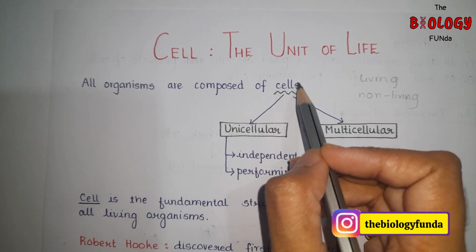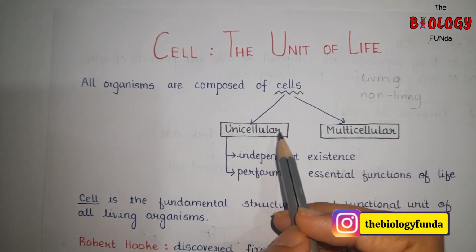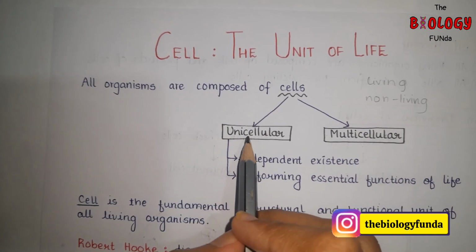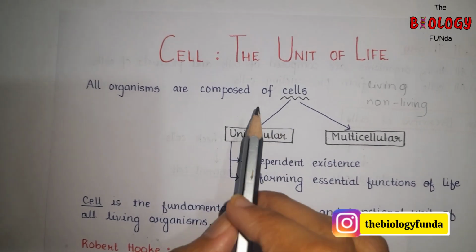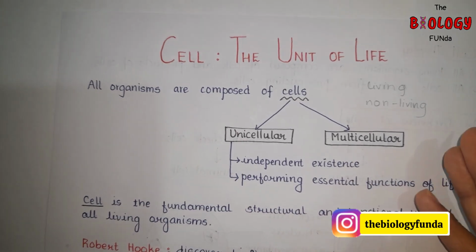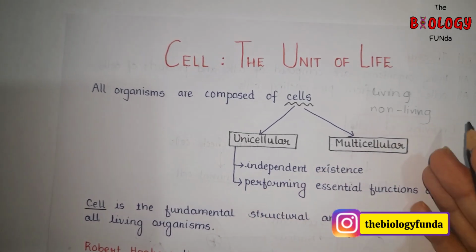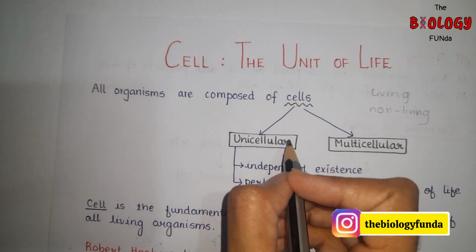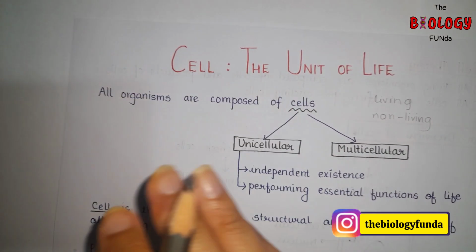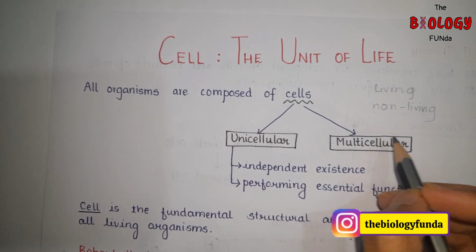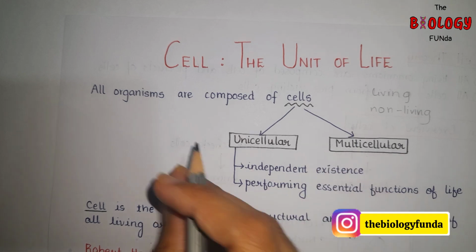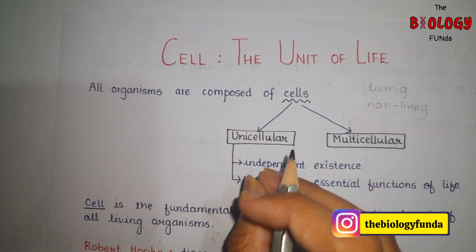Based on these cells, organisms are divided into unicellular and multicellular. Unicellular are those organisms which have only one cell, while multicellular are those organisms which have more than one cell. In unicellular, the one cell will do all the functions, while in multicellular, the cells are divided and they will perform different functions. So there is a division of labor.